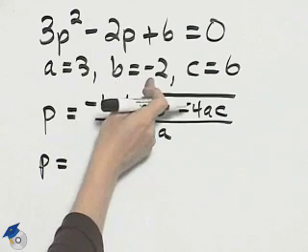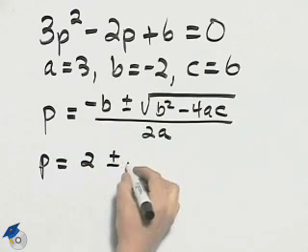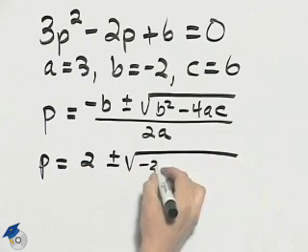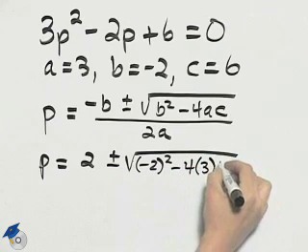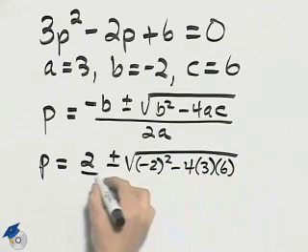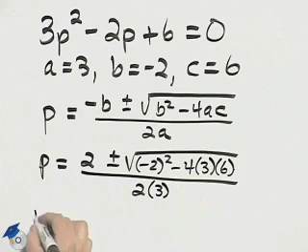So since b is -2, the opposite of b then is 2. So we'll have 2 plus or minus the square root of -2 squared minus 4 times a times c. Put that all over 2 times a.